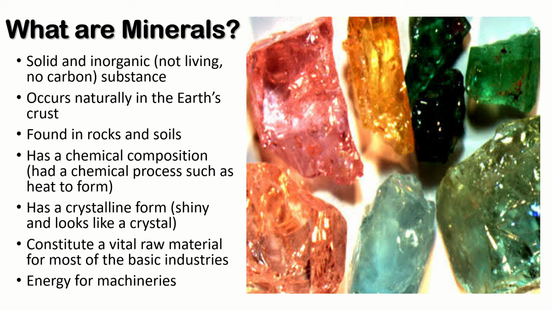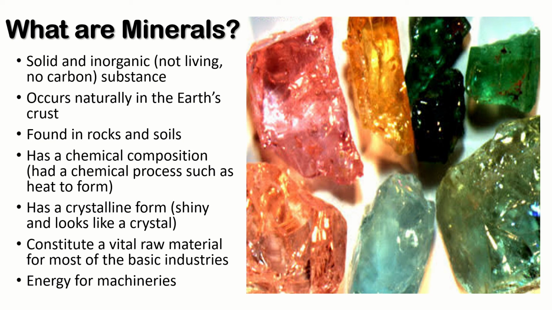And lastly, it should have a crystalline form. It should have the atoms within it arranged in a systematic and repeating pattern. As a result of that, it will look like a crystal. It may be shiny or not, but it has structures like crystals. So these are the features which need to be present for a substance to be identified as a mineral.